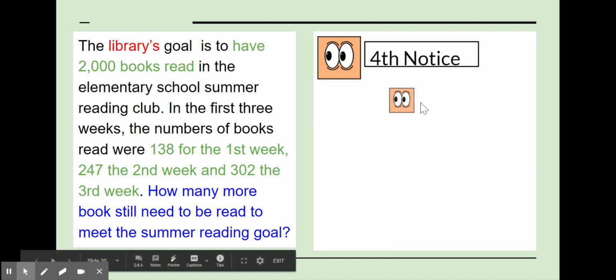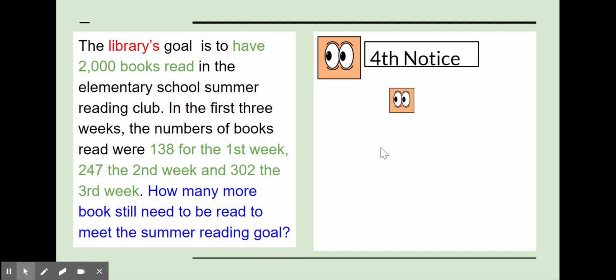So in our first look, we noticed who our story was about. It was about the library, and the library has a goal of reaching 2,000 books read. And we know that there have been some books that are already read in the first 3 weeks, 138, 247, and 302. And we want to know how many more books we need to read to get to that 2,000 goal.